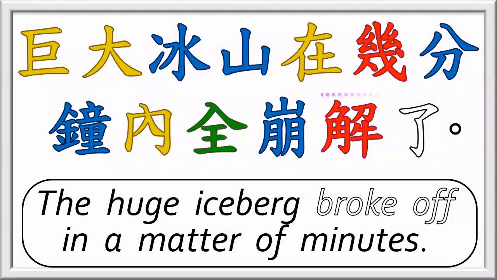To burst and break apart, the phrase to use is 崩解。巨大冰山在几分钟内全崩解了。The huge iceberg broke off in a matter of minutes. One final note about the use of 崩, and that is its specific use in the phrase 驾崩, meaning the emperor or the monarch has died.